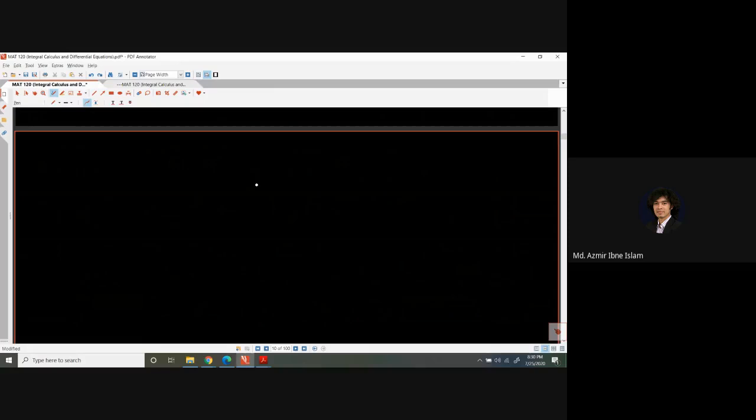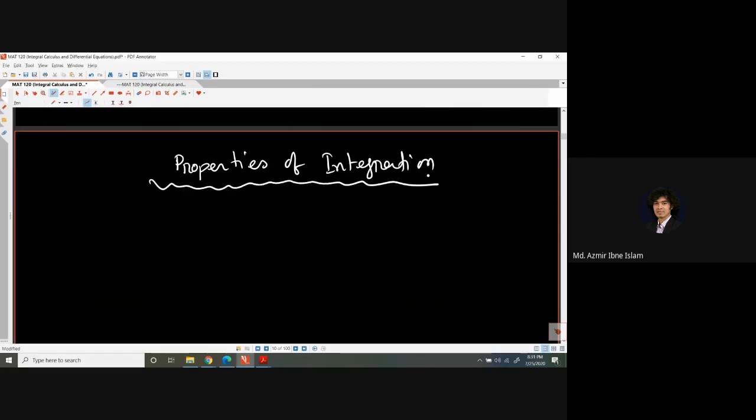So let's come to the point. Let's have a look at the properties of integration. So first of all, let's say we have a function f of x, and we are integrating from x equal to a to x equal to b, dx.